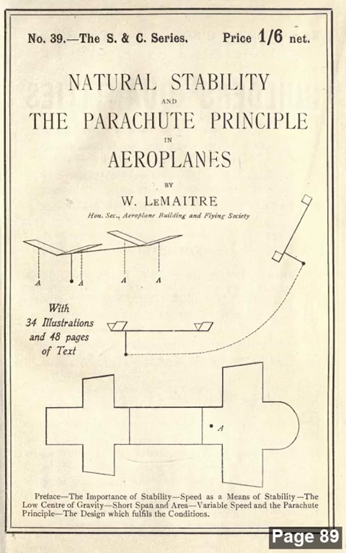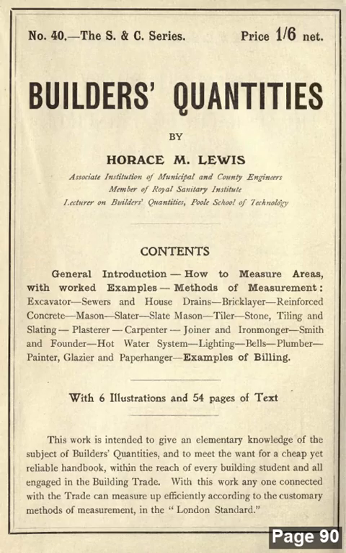No. 39. The S and C series. Price 1/6 net. Natural Stability and the Parachute Principle in Aeroplanes by W. Lemaitre, Hon. Sec. Aeroplane Building and Flying Society, with 34 illustrations and 48 pages of text. Preface. The importance of stability. Speed as a means of stability. The low center of gravity, short span and area, variable speed, and the parachute principle, the design which fulfills the conditions.